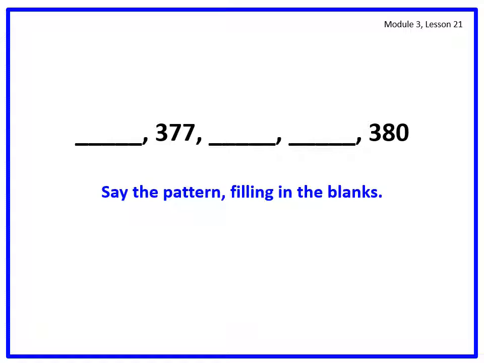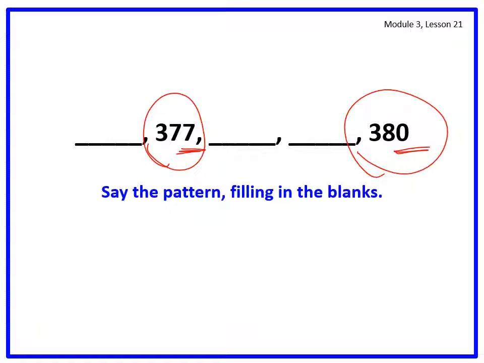How about this one? Say the pattern, filling in the blanks. So I notice, first of all, that we have a missing number and then 377, two missing numbers, and then 380. I don't think we're counting by tens because I notice that my one digit has changed. I don't think we're counting by hundreds either because our hundreds digit didn't change at all. Now notice our tens digit did change, but our ones did also. So I think we're counting by ones.